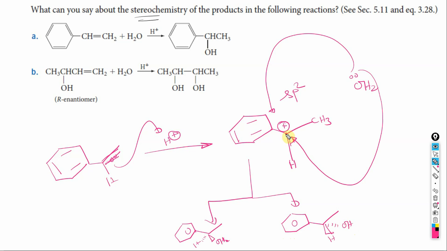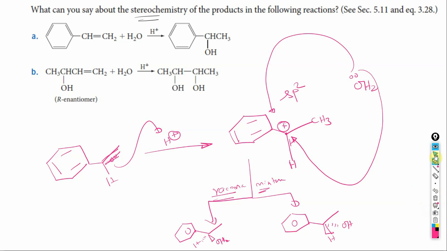So both of these front and rear attacks are going to have equal probability of happening. Therefore, you will get both the R and S configurations or enantiomers in exactly equal amounts. Therefore, the product is going to be a racemic mixture, which is going to be equal amounts of the R and S centered molecule.